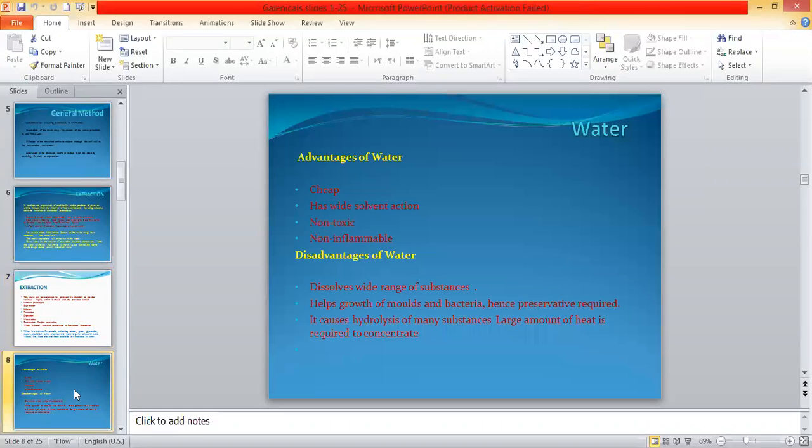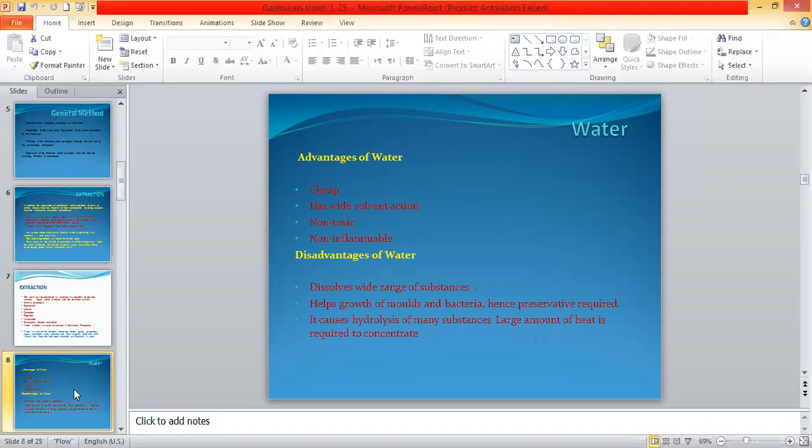So, what are some of the advantages of water? It is cheap, easily available, non-toxic, non-irritant, and non-inflammable, which means it does not catch fire. It has a wide solvent action. It can dissolve a large variety of substances, constituents, or components in it.